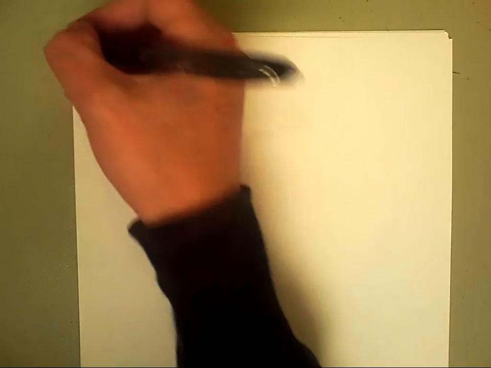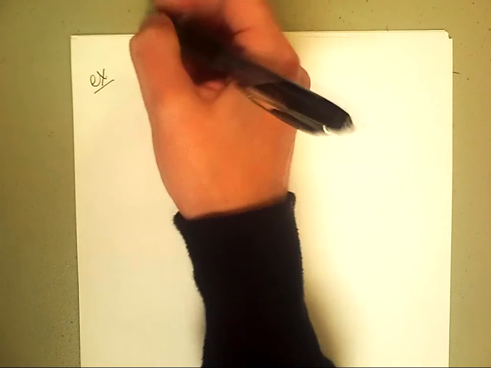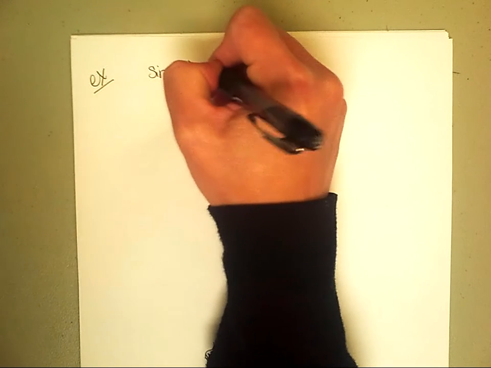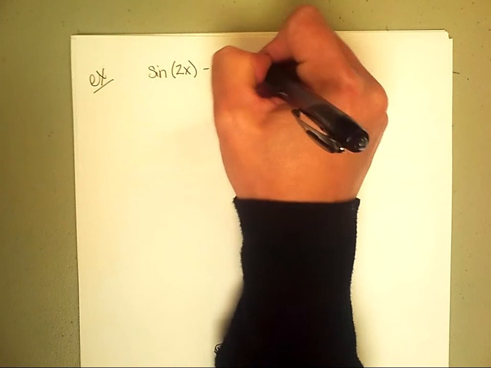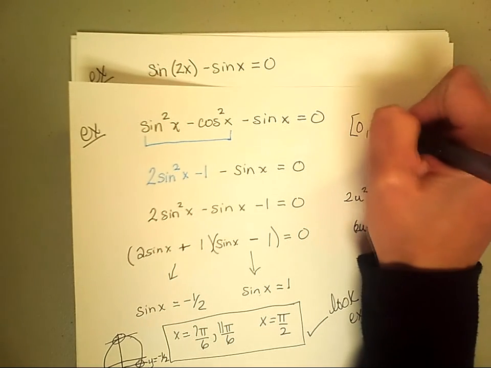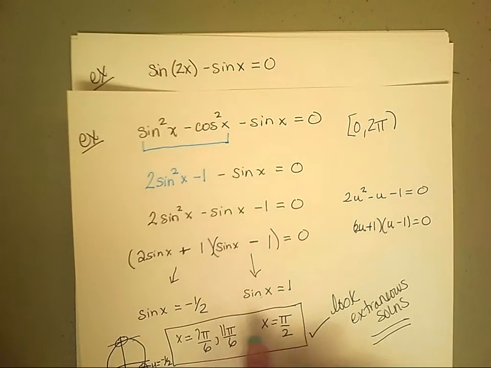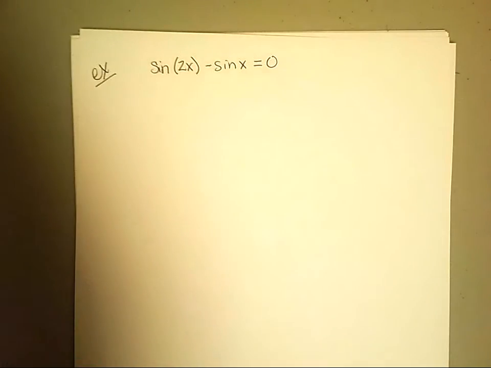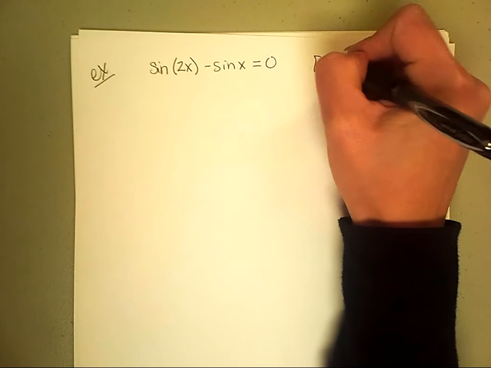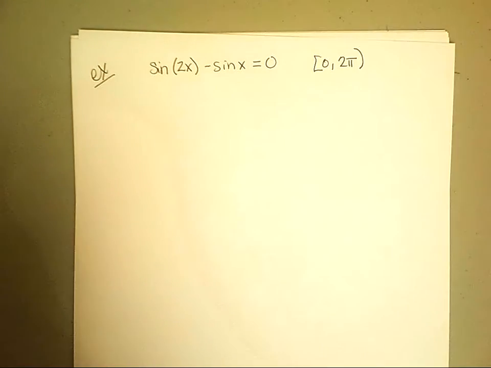Okay. So remember, multiple angles are going to cause us some problems. So here's another way to deal with them. If we have the sine of 2x minus the sine of x equals 0. Oh, and by the way, we were doing this one on 0 to 2 pi. Otherwise, we'd have to add in the multiples. Okay. So let's also do this one on 0 to 2 pi.